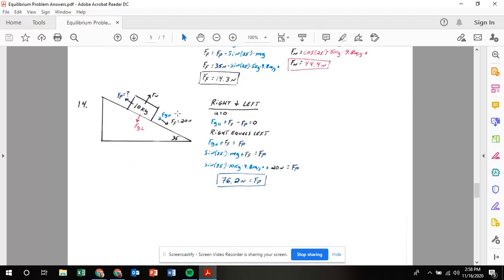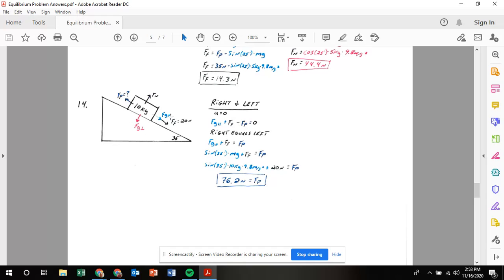Finally, number 14. Now we're trying to solve for the force of push going up the hill. We can solve for gravity parallel with the equation for gravity parallel. We know friction is 20. And so if we do right equals left, we were only being asked for the force of push. We weren't asked for the normal force. If we wanted to solve it, we could, because normal is still equal to gravity perpendicular.